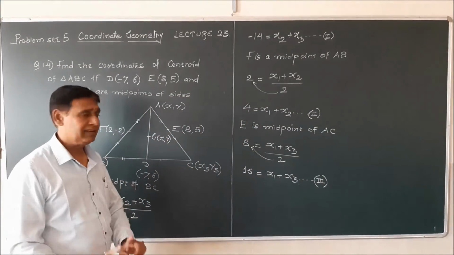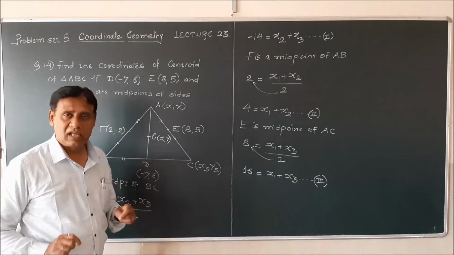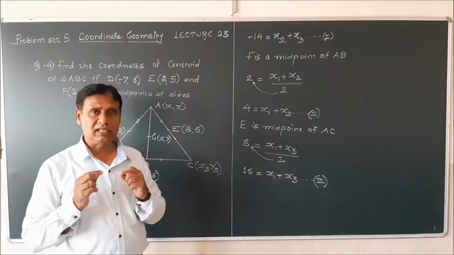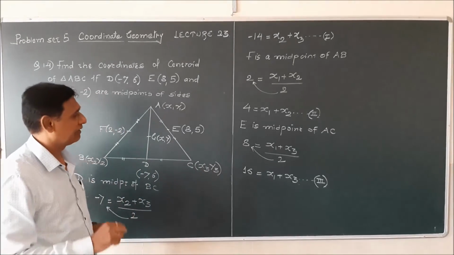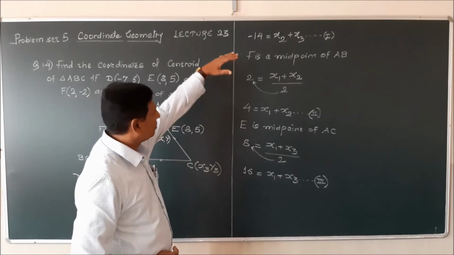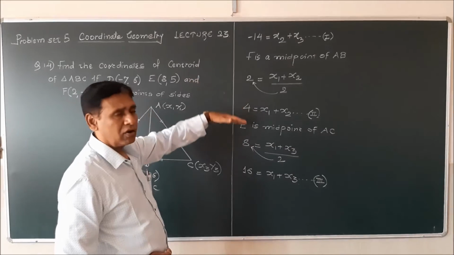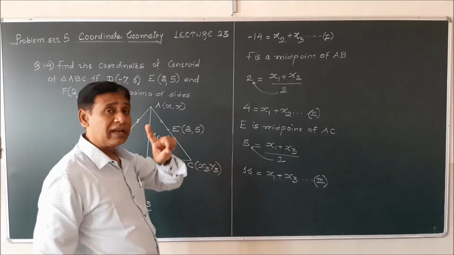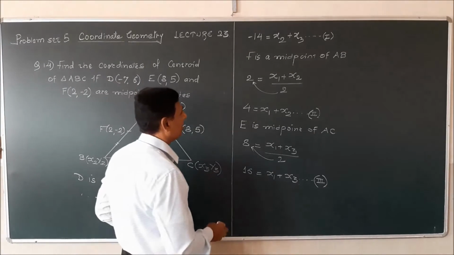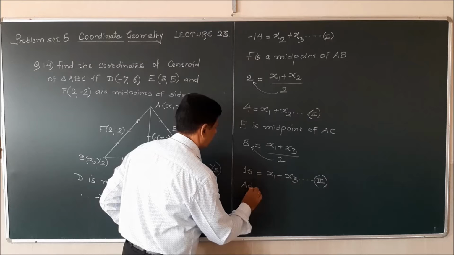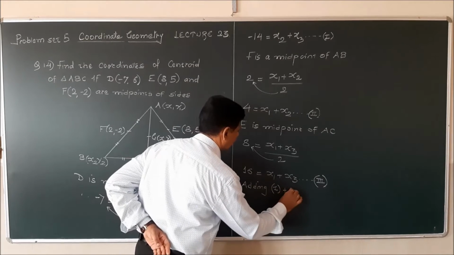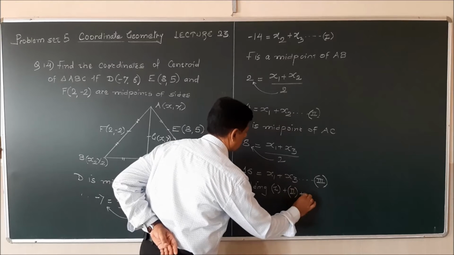What is our final aim? To get the value of x, and x is equal to x1 plus x2 plus x3 upon 3. Please try to understand that. Now I'm going to use these three equations 1, 2 and 3 to get the value of x1 plus x2 plus x3. Let's see here. Adding equation 1 plus 2 plus 3.